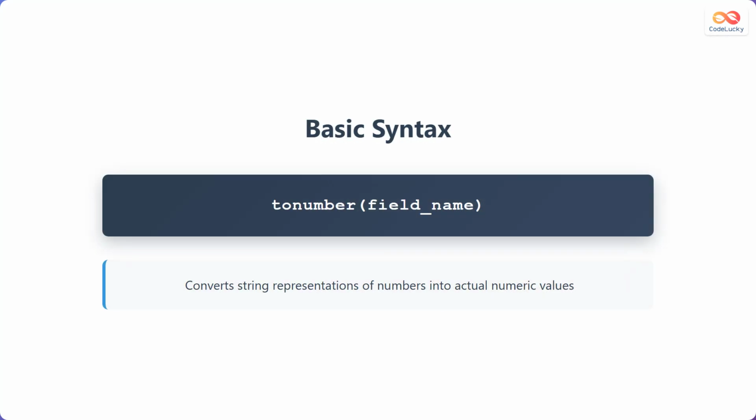The syntax for the tonumber command is straightforward and simple. You write tonumber followed by parentheses containing the field name you want to convert. The basic structure is tonumber(field_name). This command takes any field that contains string representations of numbers and converts them into actual numeric values that Splunk can use for mathematical calculations and statistical functions.